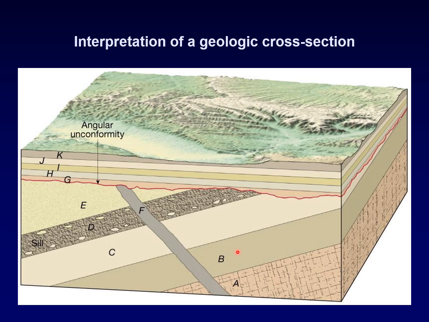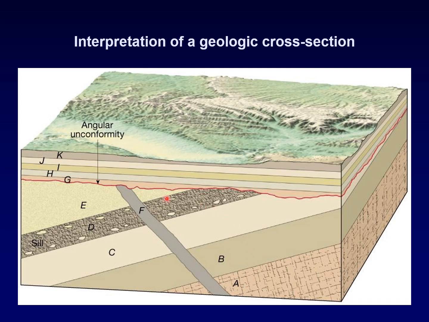And in this example, pretty much everything follows the order of the letters, right? A was deposited first, then B, then C, right? And then we've got D, E, F, G, H, I, J, and K above.